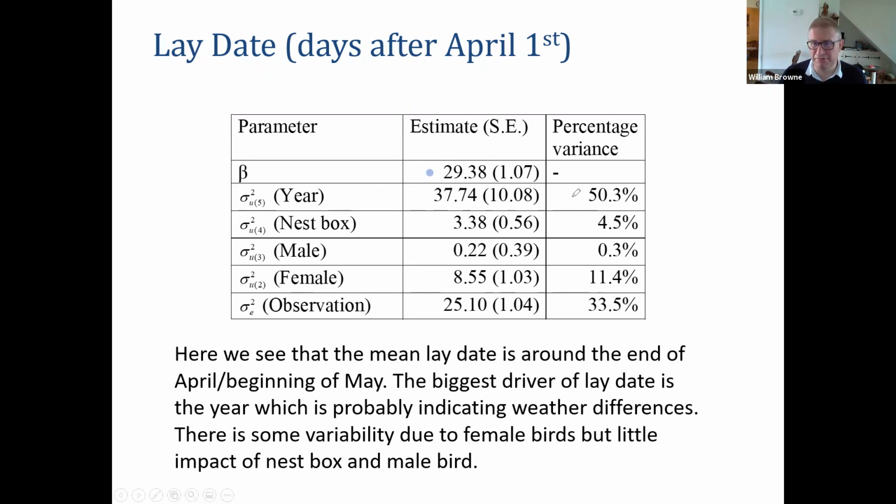And this time around, the biggest source of variability is the year. Climate makes a huge difference in terms of when the birds on average lay their eggs. So a warmer or colder winter will make a difference. There is a difference again for females. Maybe some females are more resistant than others. And once again, the males and the nest boxes don't have much of a say here.